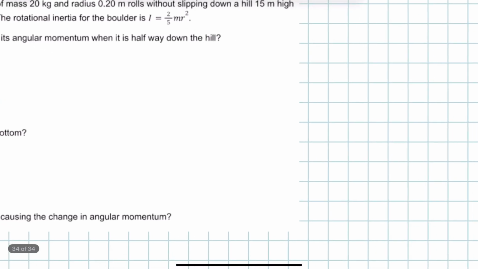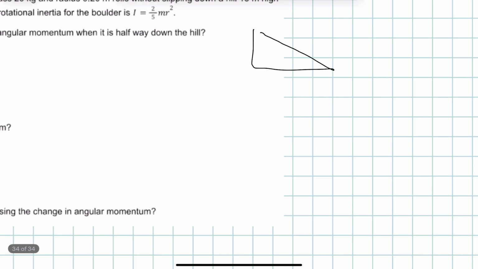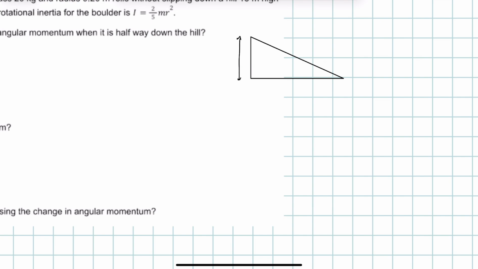Well, let's first draw this out as a triangle. Drawing this out, we can draw the ball in two positions. We have 15 meters here, and then we have a circle right here, which is 20 kilograms, and this is 0.2 meters. Then here the ball is slightly lower, v is equal to 0 at the start, and the ball has been rolling. What is the angular momentum down the hill? So you want to know the omega at this point.